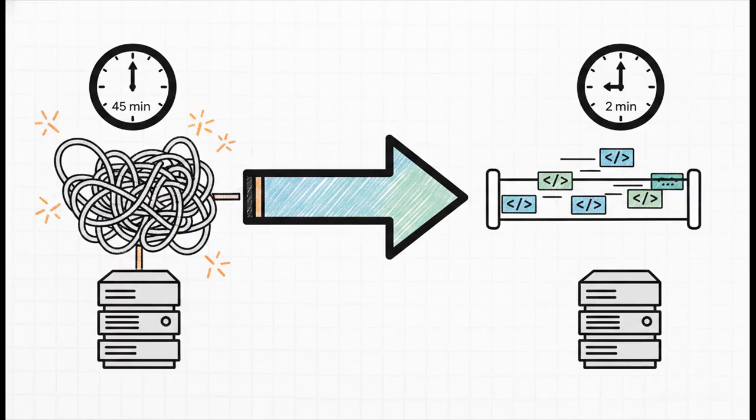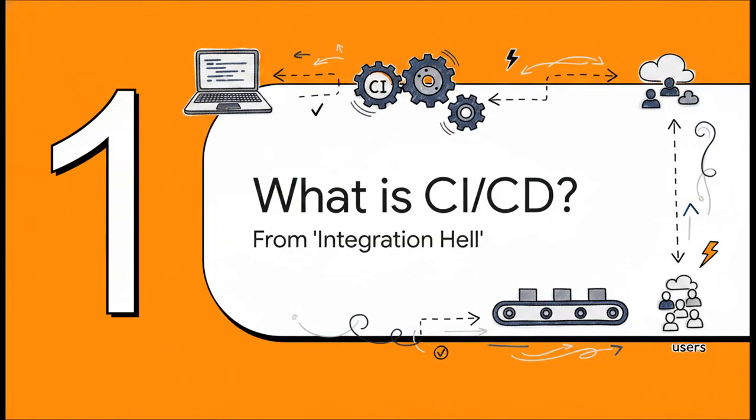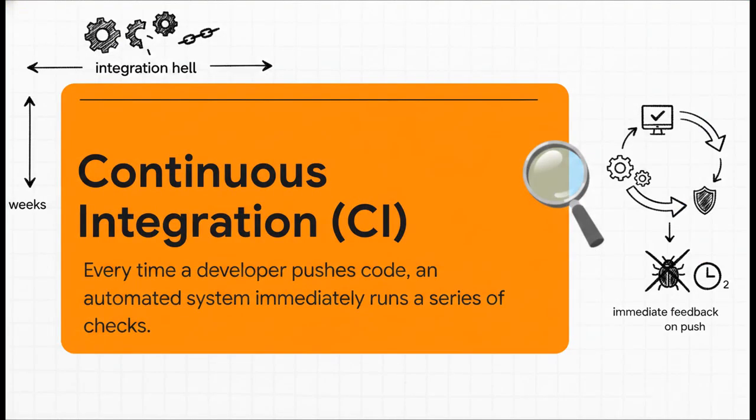The difference between deploying in a few minutes versus a whole hour is all about automation. And that automation has a name, a CI/CD pipeline. So, what is this CI/CD thing anyway? Let's break it down. No jargon, I promise. Think of it as an automated highway for your code, getting it from your laptop to your users safely and quickly.